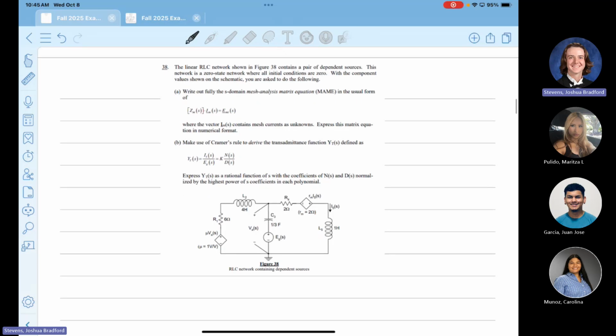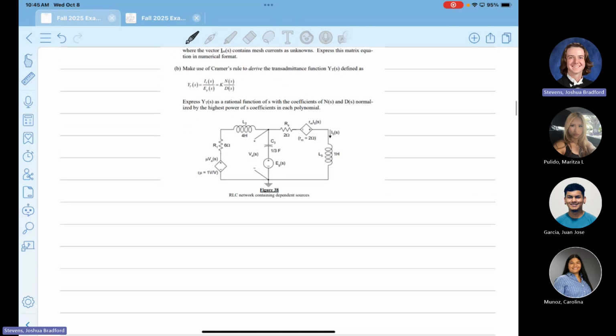Do MAME. Then use Cramer's rule to find Y of T, or YT of S. What does that stand for again? Transit. Yes, transit, defined as that function there. Express Y of T as a rational function of S with the coefficients N of S and D of S, normalized in the highest power of S. Basically, K N of S over D of S.